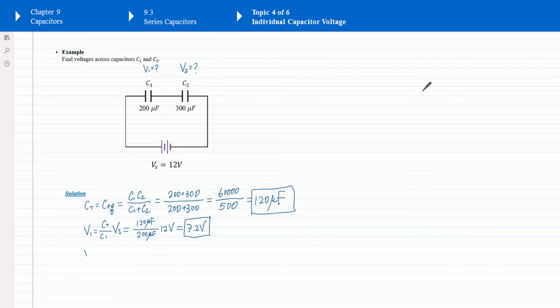For V2, it equals Ct divided by C2 times Vs, which equals 120 microfarad divided by 300 microfarad times 12 volt. V2 equals 4.8 volt.